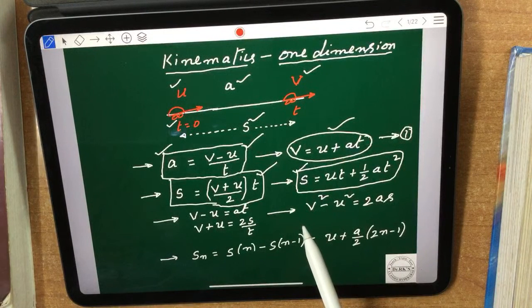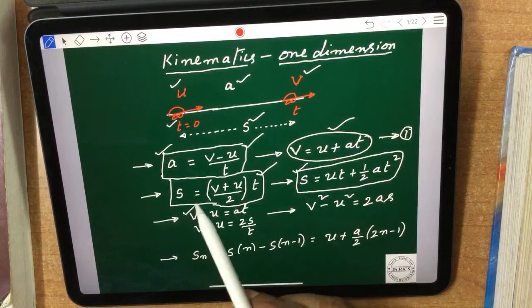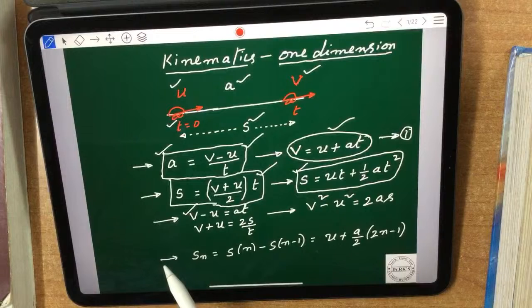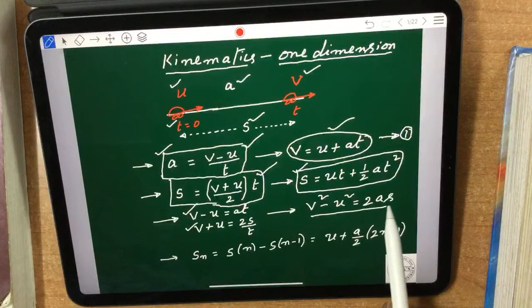Then the third equation is the product of the first two. What is the first one? v minus u is equal to at. The second equation: v plus u is equal to 2s by t. Then the product: v square minus u square is equal to 2as. So the third equation is the product of the first two equations. Remember that.